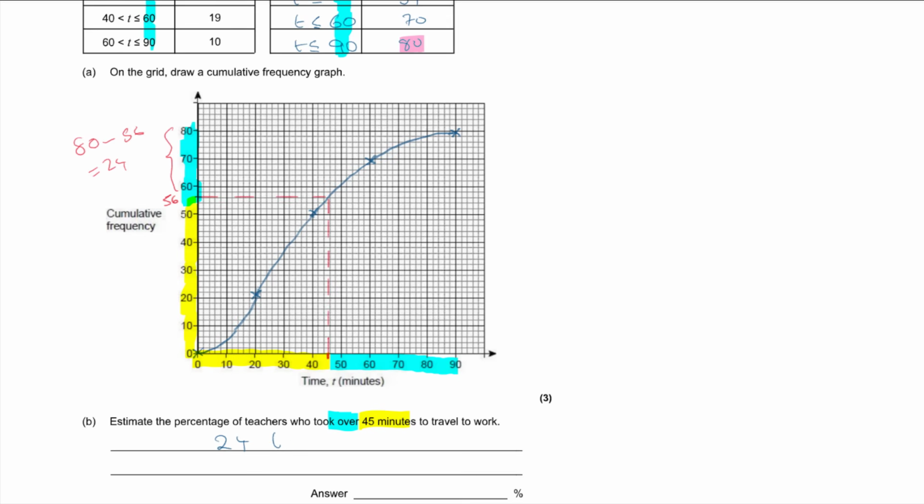So 24 teachers. I think it wants us in a percentage form here. Estimate the percentage of teachers. So if there are 24 teachers and there are 80 teachers altogether, the percentage is going to be 24 over 80, times 100. 24 divided by 80 times 100. I make that 30. That's 30%.